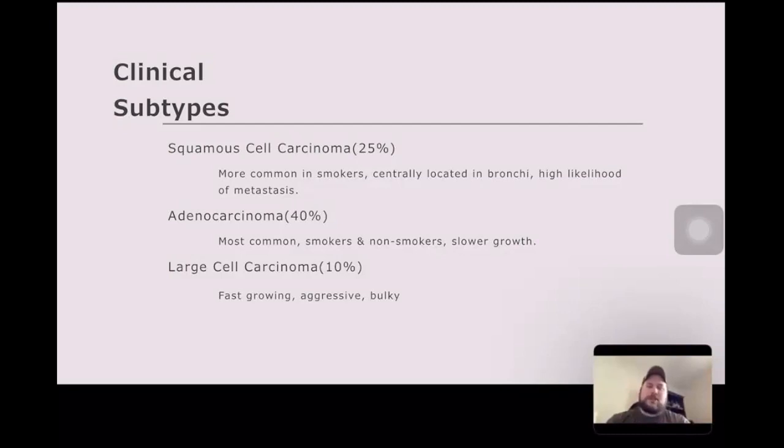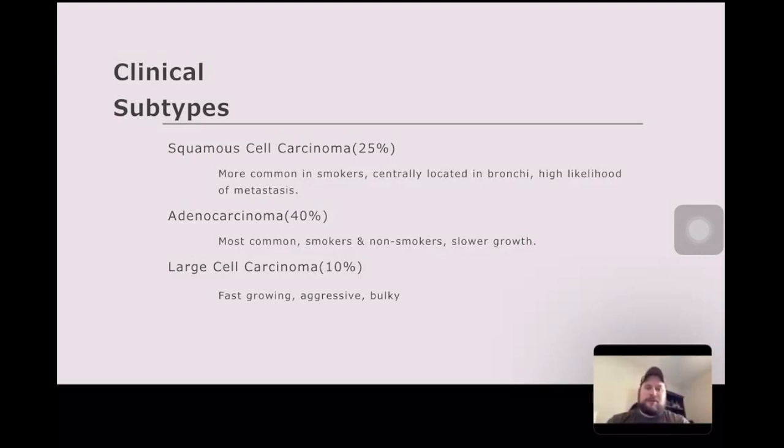Last, we have large cell carcinoma. These are typically faster growing, though they're a little bit more uncommon. They have a very poor 5-year survival rate, about 11% in men and 14% in women. Though this one can often be treated initially with surgery because they're actually physically larger than the other subtypes.